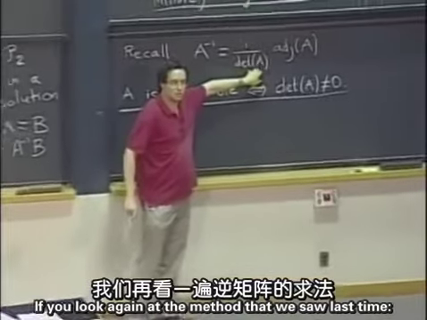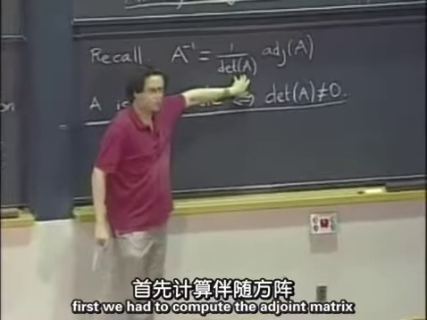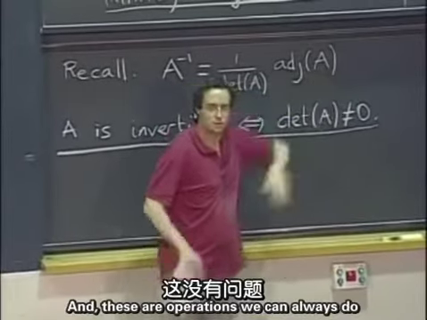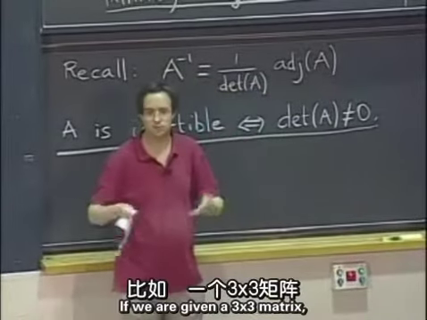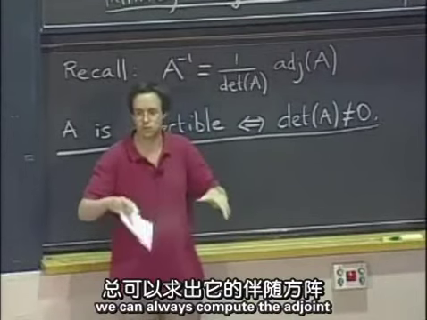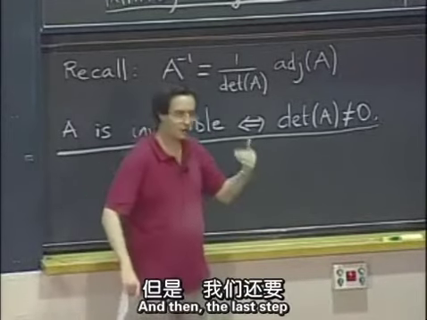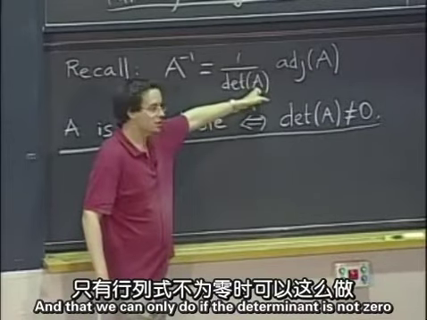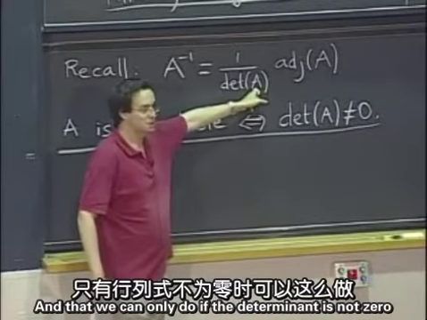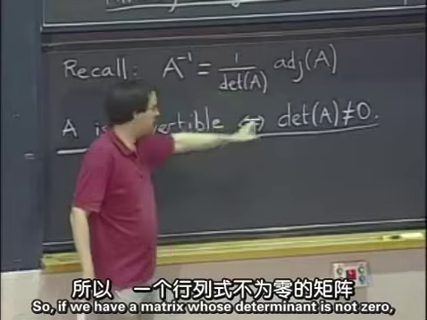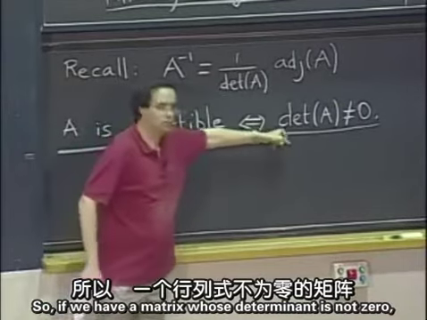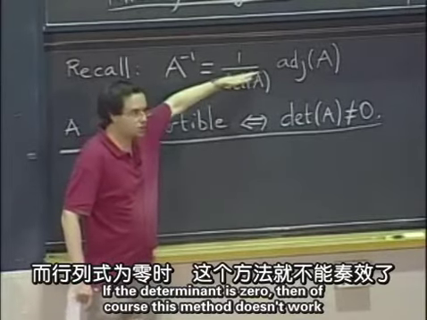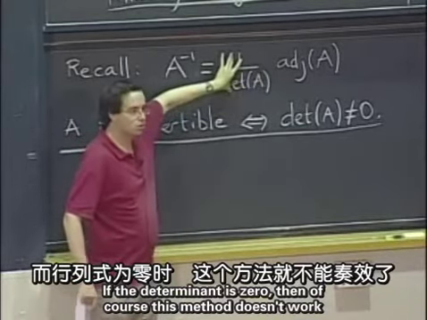And if you look again at the method that we saw last time, first we had to compute this adjoint matrix. And these operations we can always do. If we are given a 3 by 3 matrix, we can always compute the adjoint. And then the last step to find the inverse was to divide by the determinant. And that we can only do if the determinant is not 0. So if we have a matrix whose determinant is not 0, then we know how to find the inverse. If the determinant is 0, then of course this method doesn't work.